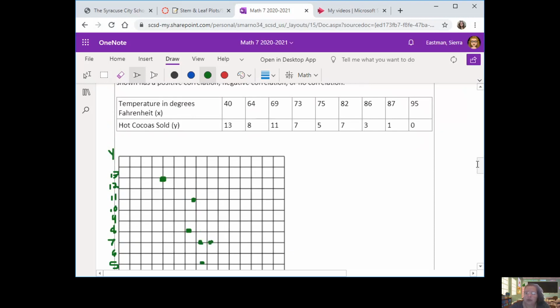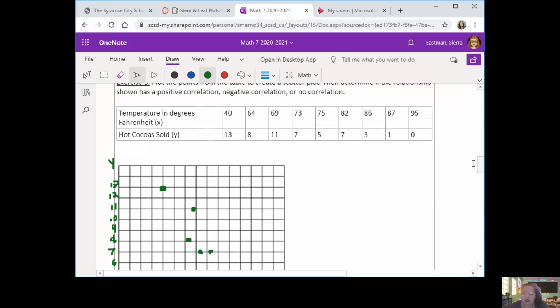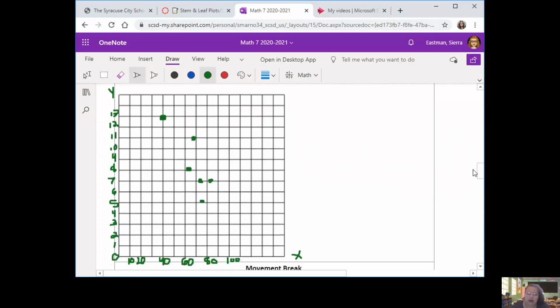And then we've got 3 more, 86, 3, 87, 1, and 95, 0. So 86, 3 should be about here. 87, 1, a little bit closer here. And 95, 0, all the way down at the bottom here.